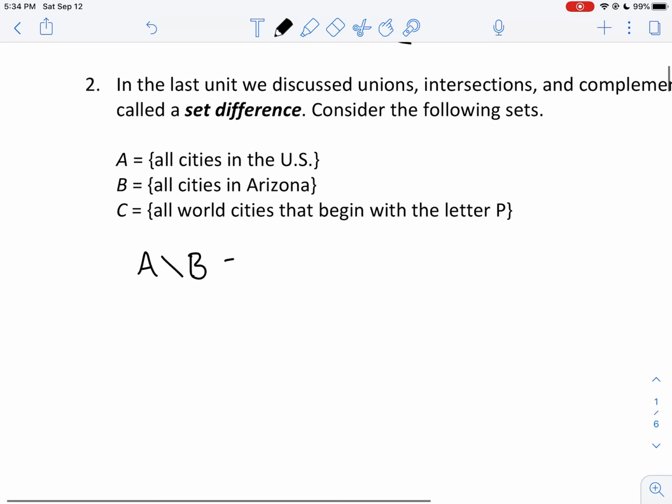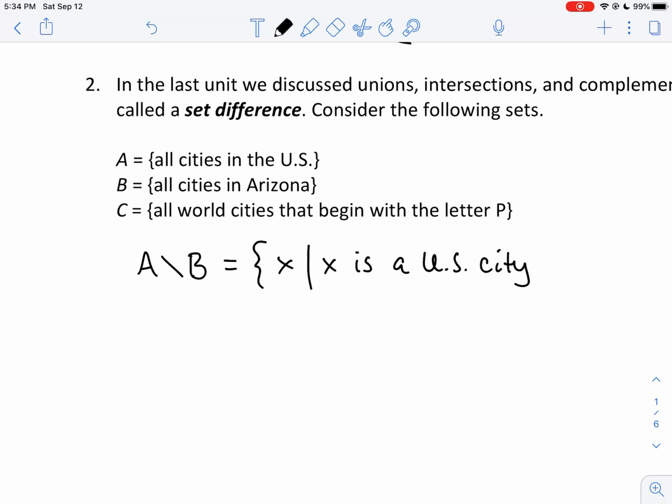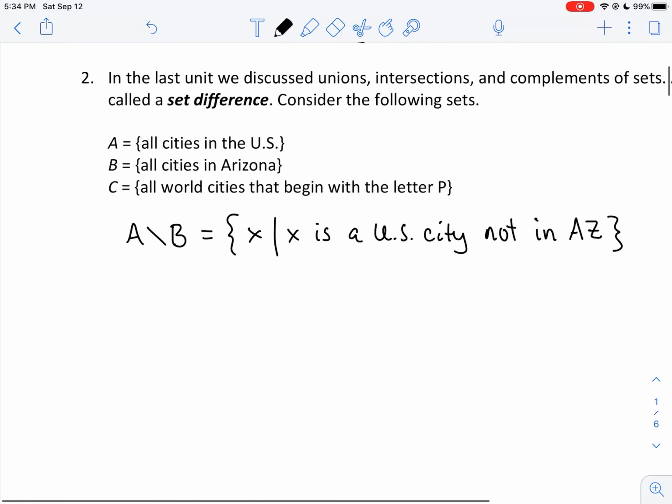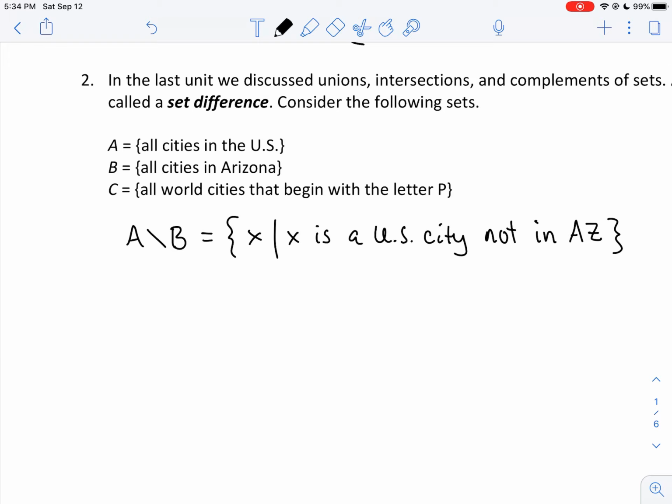If I were to use set builder notation, we would say it this way. This is equal to the set of all x such that x is a US city not in Arizona. And this is what A minus B would be.